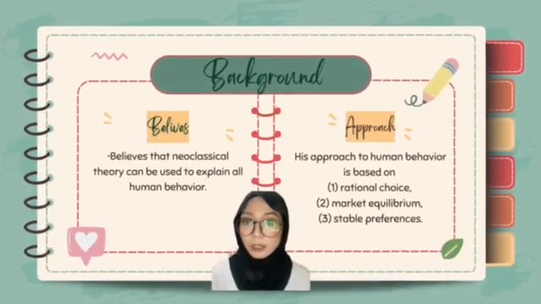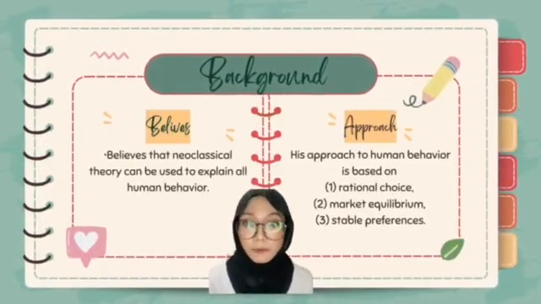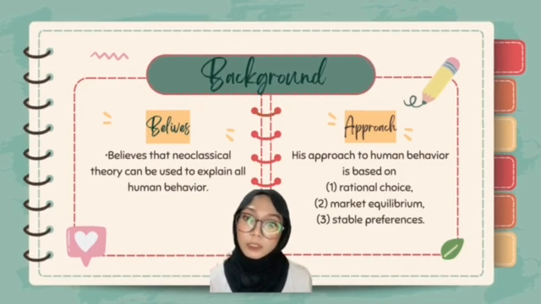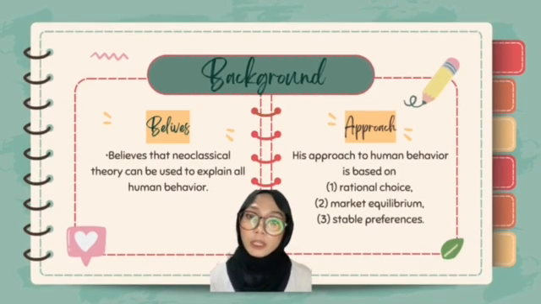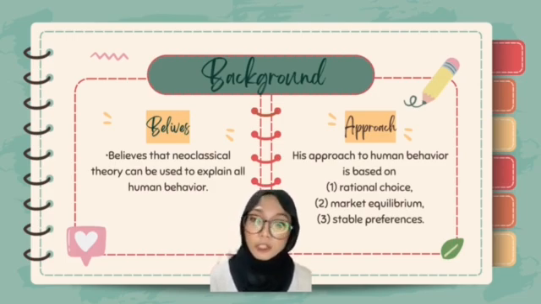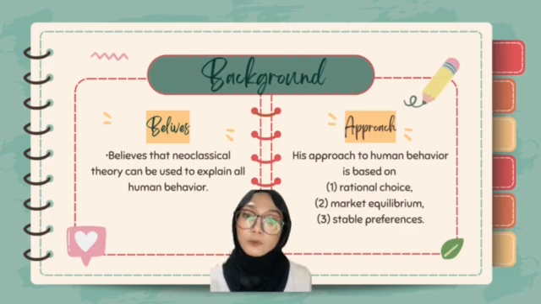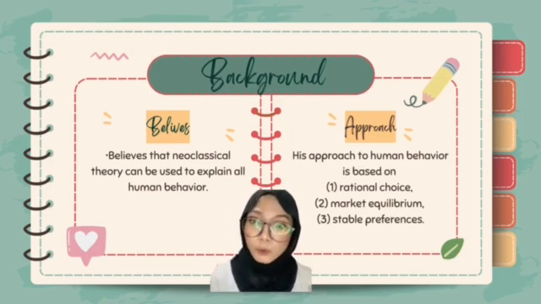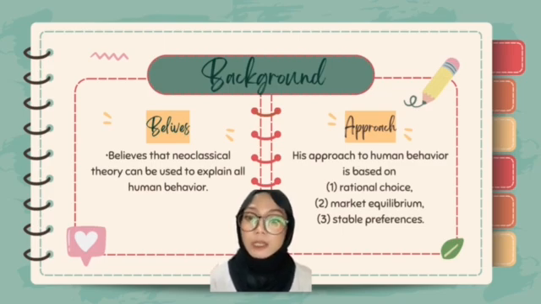Gary S. Becker believed that neoclassical economic theory could explain all human behavior through three key principles. Number one, rational choice. Individuals make decisions to maximize their utility based on rational calculations of potential outcomes. Number two, market equilibrium. Markets tend towards equilibrium, with individual behaviors contributing to this stability. Number three, stable preferences. People have consistent preferences over time, allowing for predictable behavior in economic models.